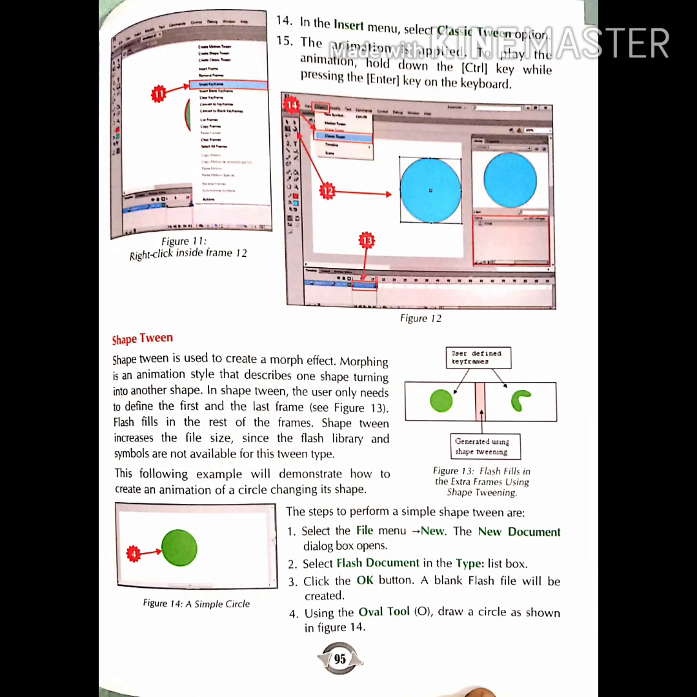Shape tween. Shape tween is used to create a morph object effect. Morphing is an animation style that describes one shape turning into another shape. In shape tweening, the user only needs to define the first and the last frame.